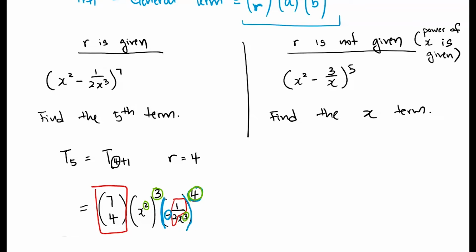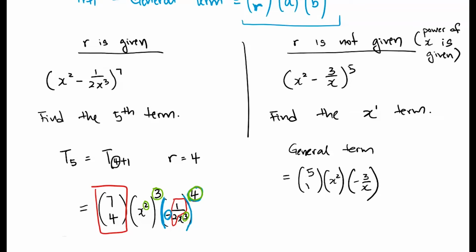We wouldn't know which term is the x term. It can be the first term, it can be the second term, and so on. But what we know is that the power of x is 1 because x just means x to the power of 1. So therefore, what we have to do is to write down the general term first, and then from there we will study and analyze the power of x in the general term, and we will equate it to 1. Let me write down the general term.